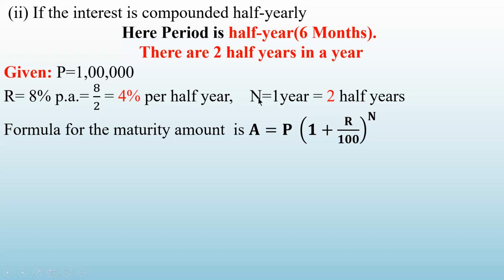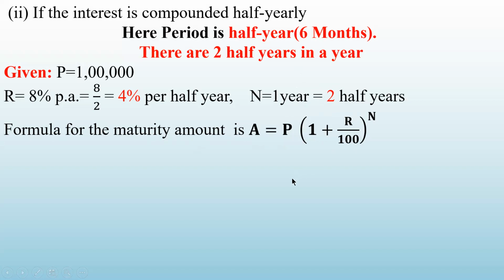Similarly, N also we will have to convert into half year. You were given that the amount is kept for 1 year, so N was given as 1 year. But in this problem, our period is half year, so you will have to convert this year into half year. In a year, there are 2 periods of half year. So 1 year is same as 2 half years. So now we are getting N is equal to 2 and R is equal to 4. So apply your formula for the maturity amount. It is A equal to P into 1 plus R upon 100 raised to power N.